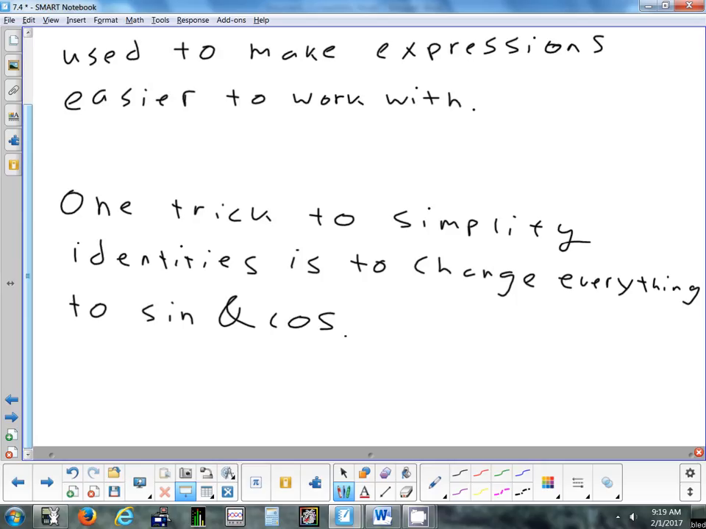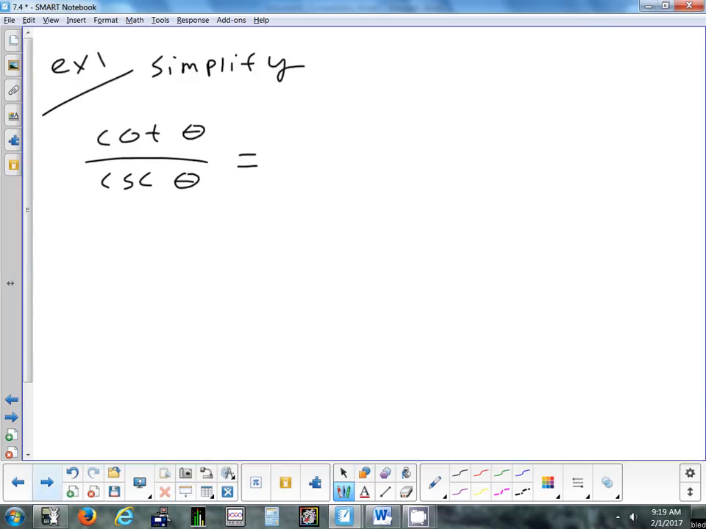As far as the identities on the test, most of them are going to be kind of in this category, more of an easier type problem. Like this one. This one's pretty easy. So let's try changing everything we have there to sines and cosines and hope we get something that cancels out. Let's start with cotangent.